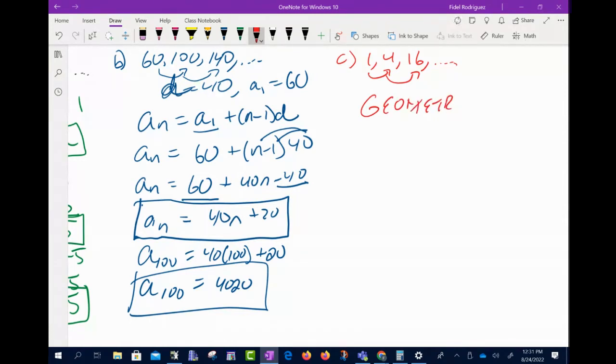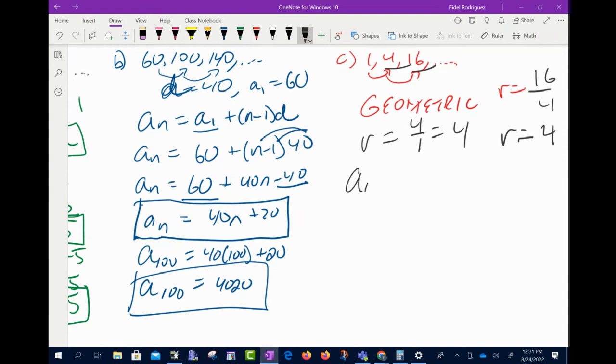And what we're going to look for here is something that we call the ratio. The ratio is take one term and divide it by the one before it. So if I take 16 and divide it by 4, what am I going to get? Anybody know how many times 4 goes into 16? 4 times, right? You could even do it with the first two terms. What's 4 divided by 1? Still 4, right? Okay, so this is a geometric sequence.